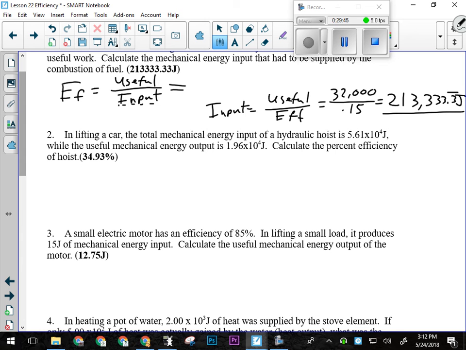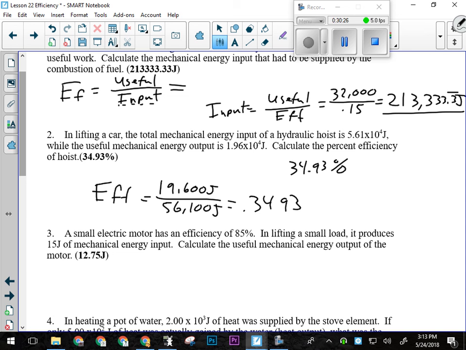So in lifting a car, the mechanical energy input, so how much energy had to be put into the hoist, is 5.61 times 10 to the 4 joules, while the useful output energy is 1.96 times 10 to the 4 joules. Calculate the percent efficiency. All right, so in this case, I don't have to manipulate. I'm being asked for the efficiency. So I'm going to take my useful work, that was 1.96 times 10 to the 4, or 19,600, divided by the amount of energy it had to be put in, 56,100 joules. When I do that, I should get 0.3493, which is 34.93%.